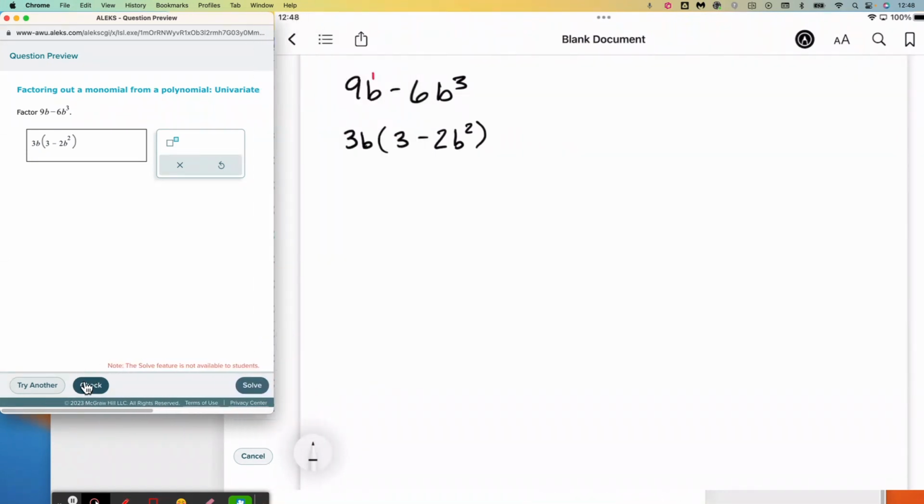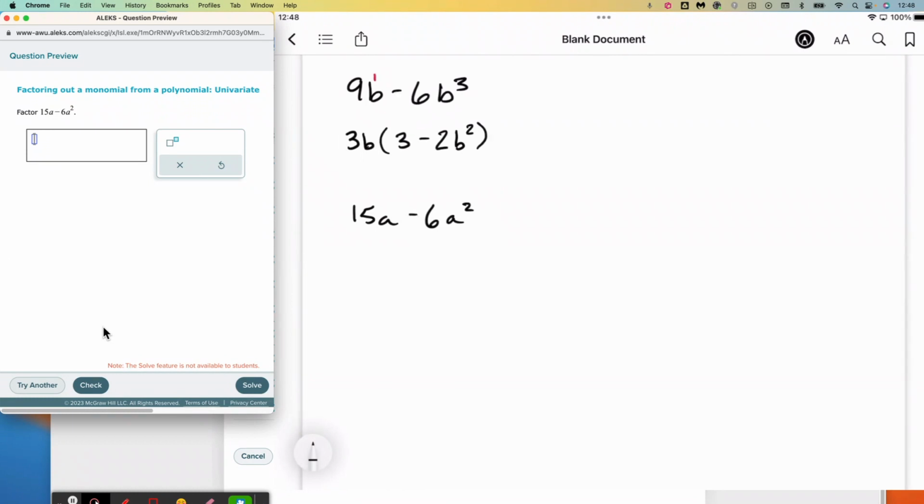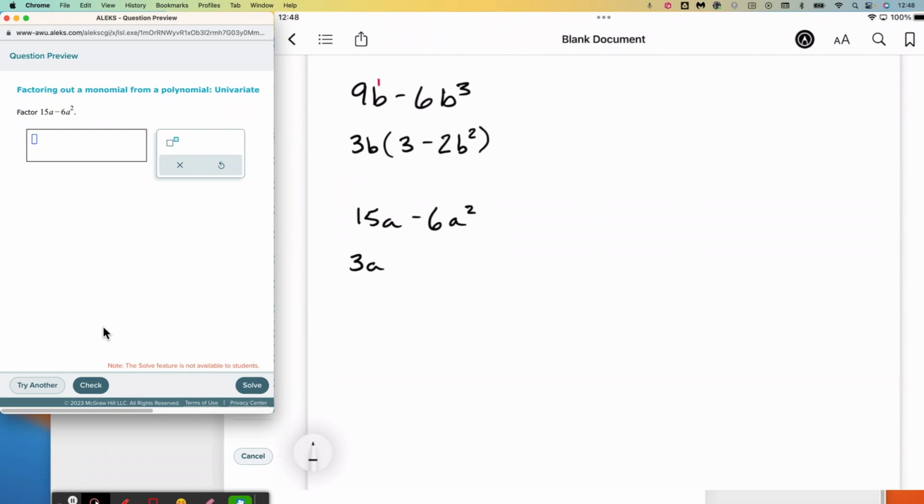Okay, and we'll try another. We have a 15a, and again that a has an exponent of 1, minus 6a to the power of 2. And so in terms of the number, the greatest common factor here is going to be 3. And the largest number of a's that they both have is 1, so we're going to factor out 1a.